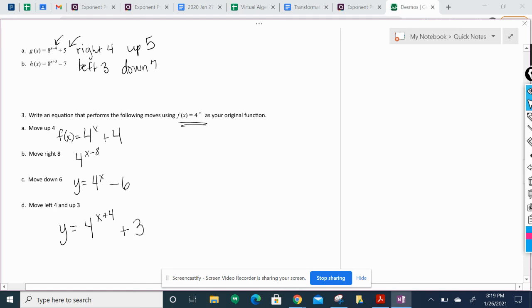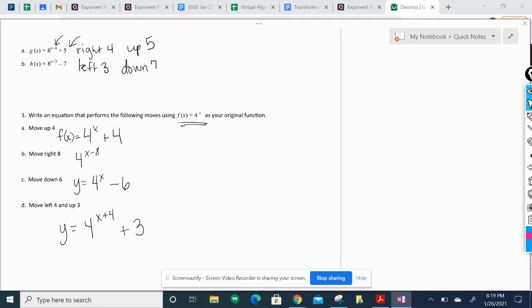Guys, just to sum this up, transformations is really just saying, let's look at a basic exponential function and see how adding and subtracting numbers in different places on that equation changes the graph. And so what we've learned is that when we add or subtract a number at the end of the exponential function, that has the effect of moving the graph up and down based on the number that you have there. So if it's a +3, it moves up 3. And if it's a -7, it moves down 7.